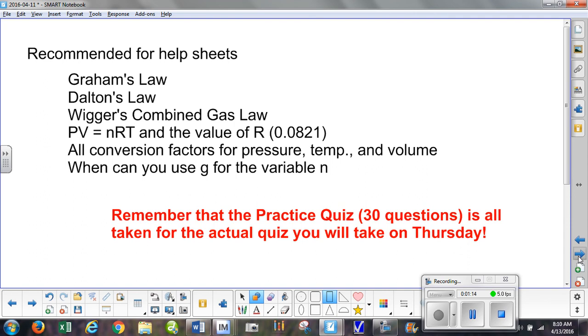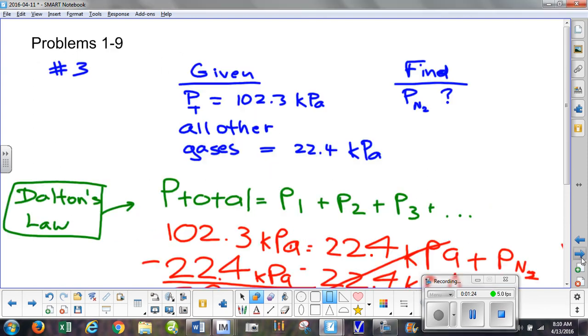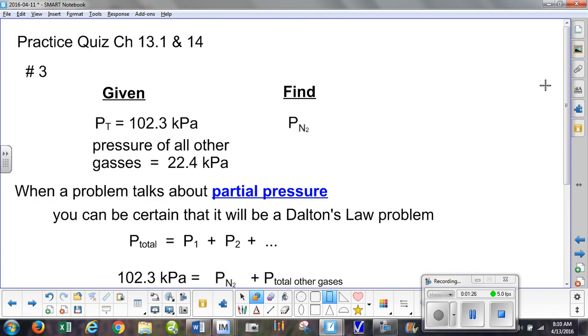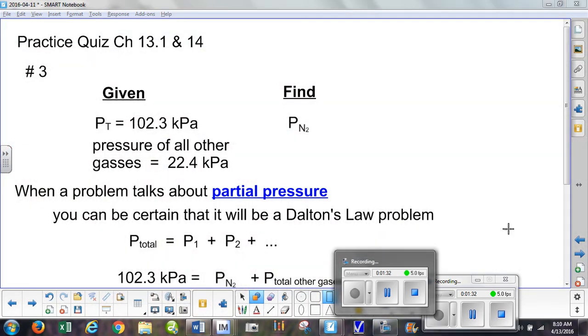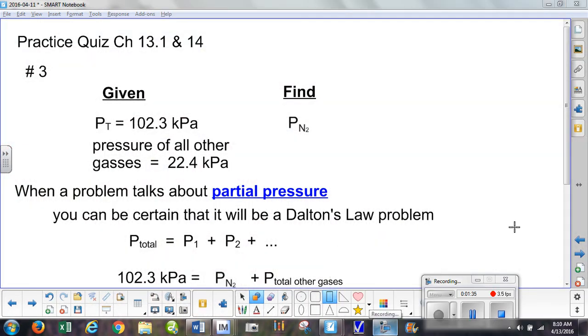All right. These are recommended things to put on your help sheet. These are things that would be very, very good to put on your help sheet. And these are problems that we went through with periods 5 and 6 yesterday, and I'm going to go through those with you today so that you can see them.